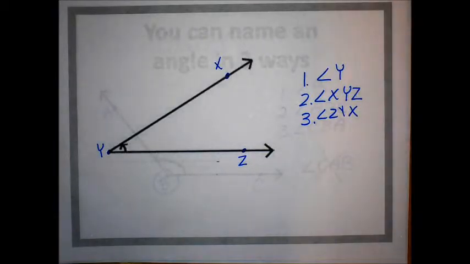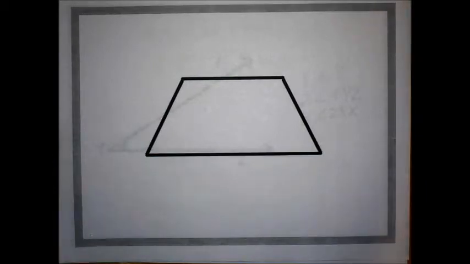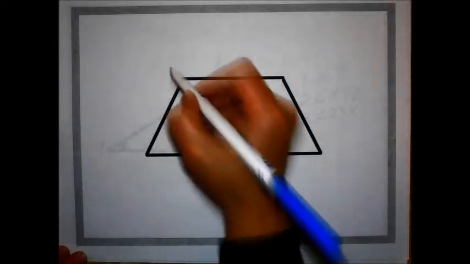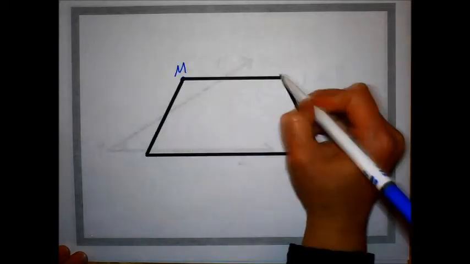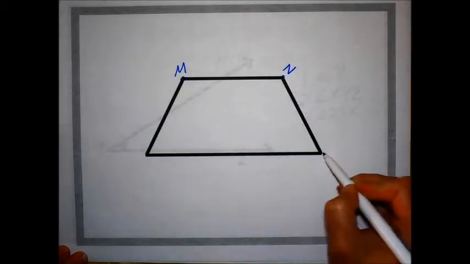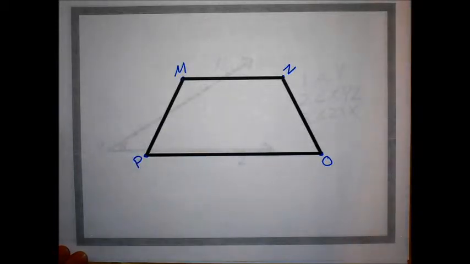Let's try this time with a different figure. I have now in front of us a trapezoid. So if you would please draw your trapezoid into your journal, and let's name the points at the angles M, N, O, and P. We are going to name each of the 4 angles 3 different ways.